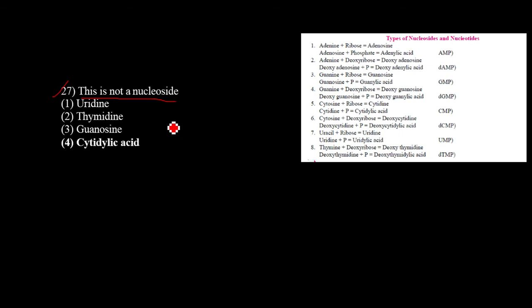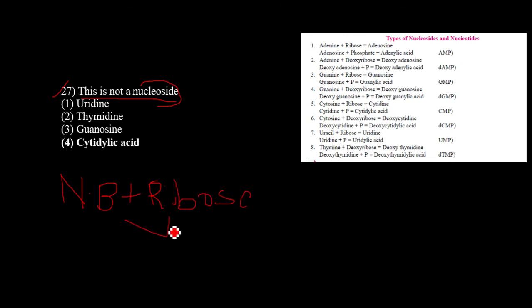This is not nucleoside. First, we have to see what is nucleoside. Then we can identify what is not a nucleoside. Nucleoside means nitrogen base. During formation of nucleotide, nitrogen base combines with the ribose sugar. It may be ribose or it may be deoxyribose. Then we can see the formation of a nucleoside. When nucleoside binds with phosphate, it leads to formation of a nucleotide.